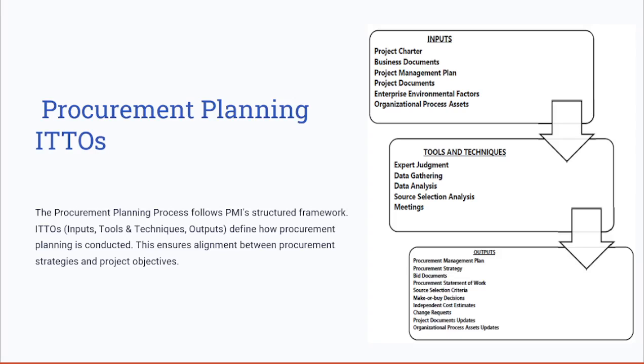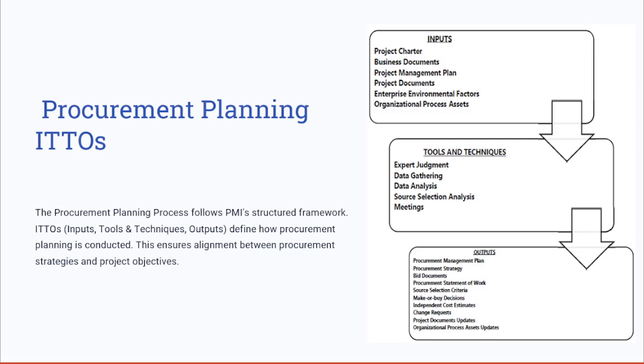Let's now understand what the key ITTOs involved when doing procurement planning are. To remind ourselves, procurement planning is a structured approach that determines how external goods and services will be acquired for the project. This process follows the PMI ITTOs framework, which consists of inputs, tools and techniques, and outputs.